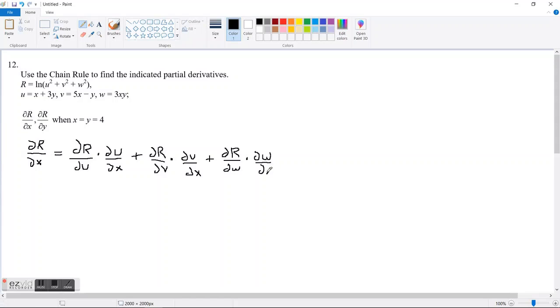Okay. Now we need to calculate some values to plug into this. We know that x equals y equals 4, so we'll be using that. But first we'll take the partial of u with respect to x, we get 1. The partial of v with respect to x, we're going to get 5. And the partial of w with respect to x, we're going to get 3y. And since y is equal to 4, that's going to be 12.